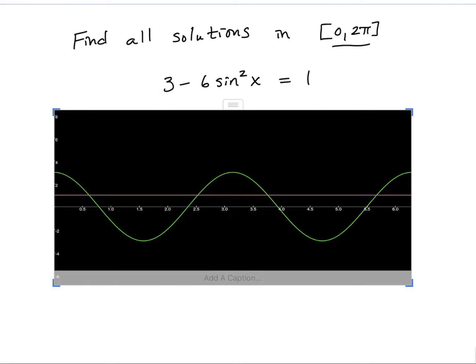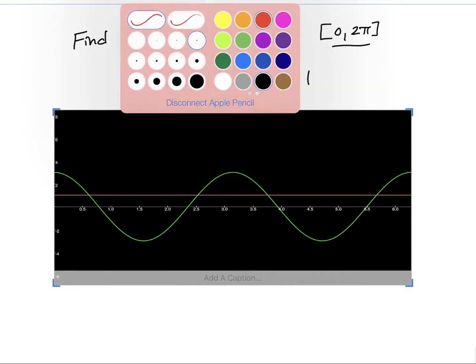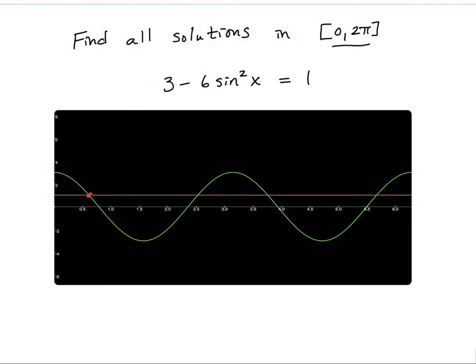So the red line is the right side of the equation, that just equals 1, and then of course the green wavy one is the left side of the equation. So they intersect in 1, 2, 3, 4 places. So we're looking for 4 solutions.